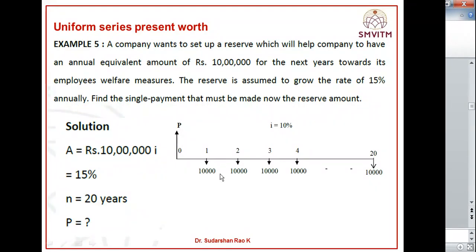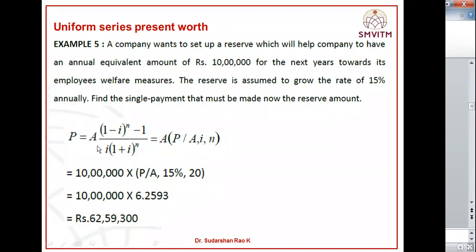The company needs 10 lakh rupees every year for the next 20 years. How much do they have to deposit in order to get 10 lakh rupees every year? What is the value of P in order to get 10 lakh rupees every year at a 15% interest rate? That is, 10 lakh rupees is A, the interest rate is 15%, and the number of years is 20.